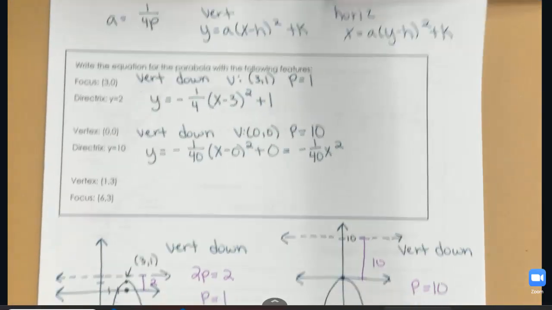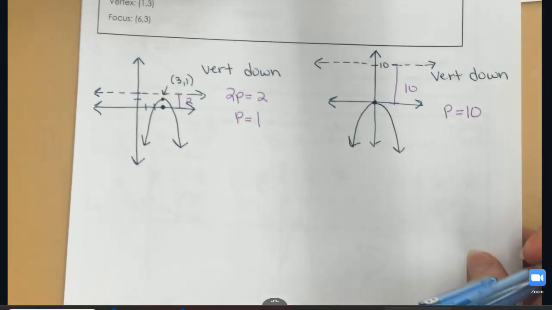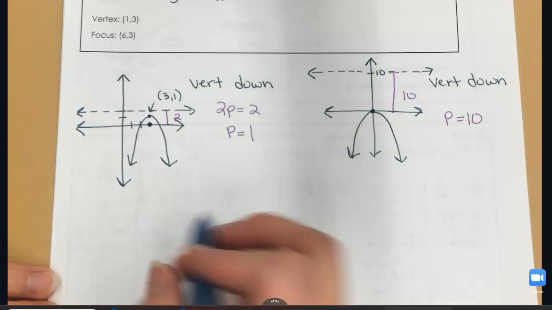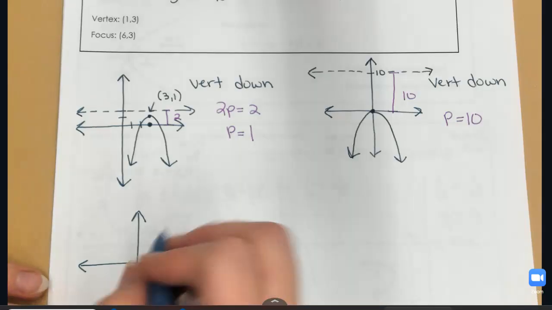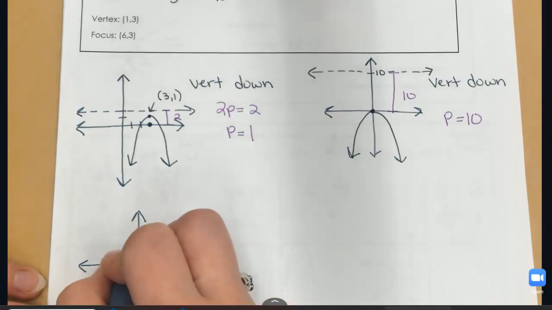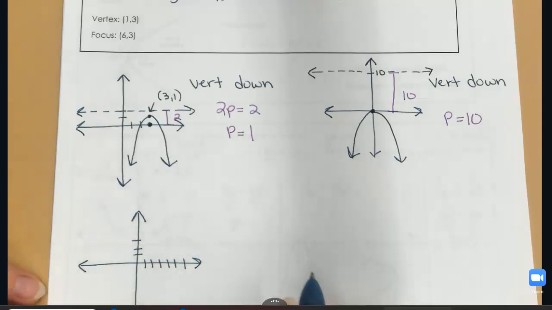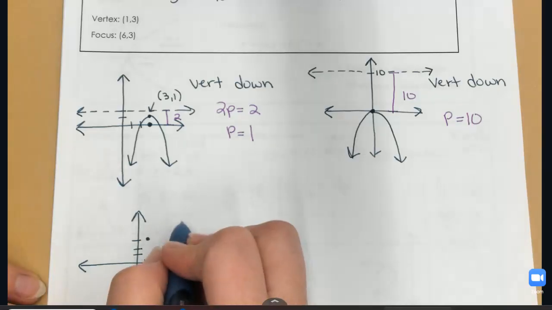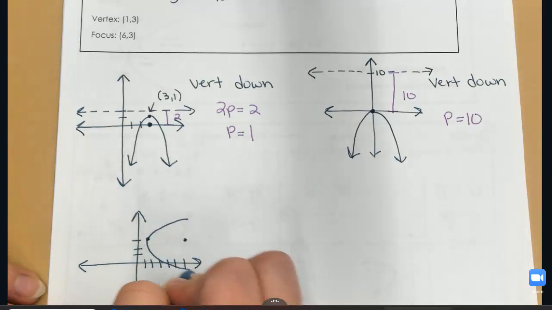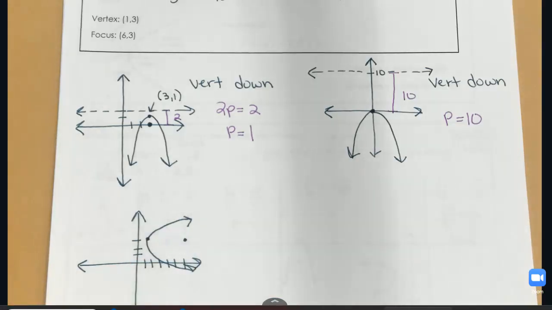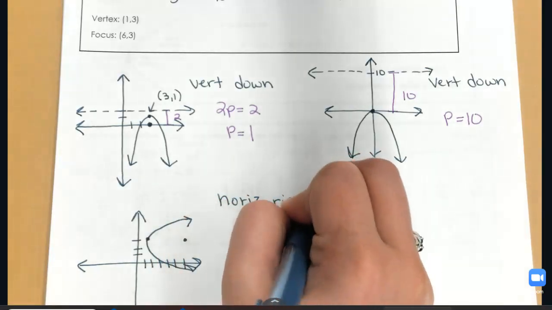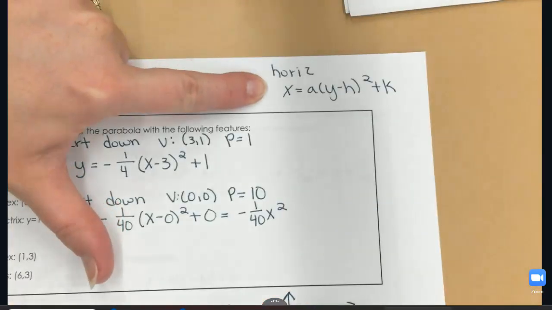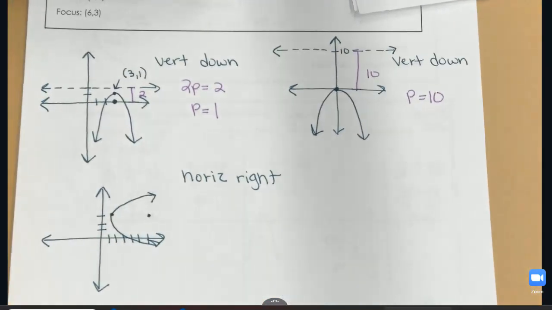Okay, last one, we have the vertex and the focus. Again, the vertex is important because that's part of my equation. I just need to find p, and I'm going to use the focus to do that. So, we'll call this 1, 2, 3, 1, 2, 3, 4, 5, 6. Okay, so I have a vertex at 1, 3, and a focus at 6, 3. So that means this is opening somewhere over here to the right. So this is going to be horizontal and opening to the right. That's important because it tells me that this time we're going to use this formula, and a has to be positive for it to be opening to the right.